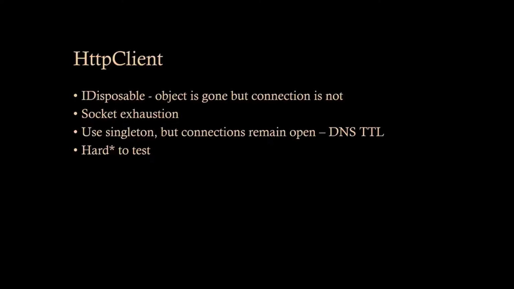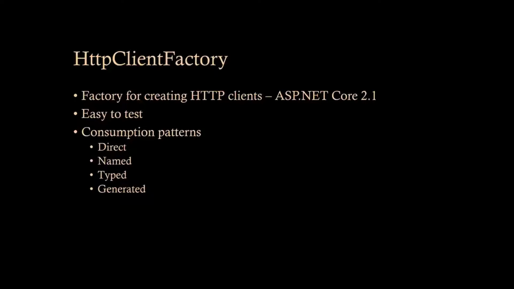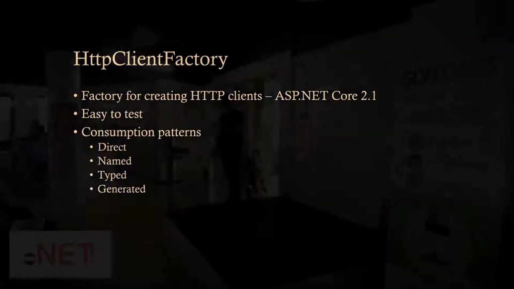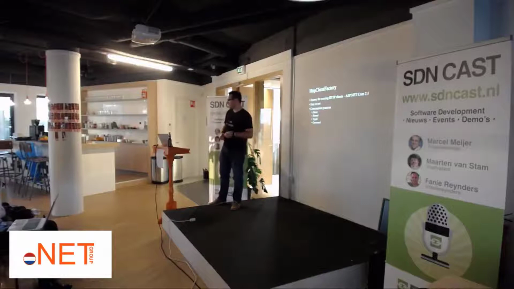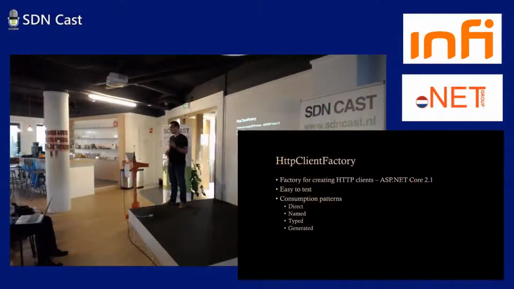So to our rescue comes HttpClientFactory. This is an ASP.NET Core 2.1, or .NET Core 2.1 specific client. It works cleverer with the whole connection pooling. So it's actually a factory that allows us to create HTTP clients in a more clever way, right? It's easy to test, and it comes with four consumption patterns: direct, named, typed, and generated. Now, generated, I don't mean about code. During runtime it generates that client, which is wow.